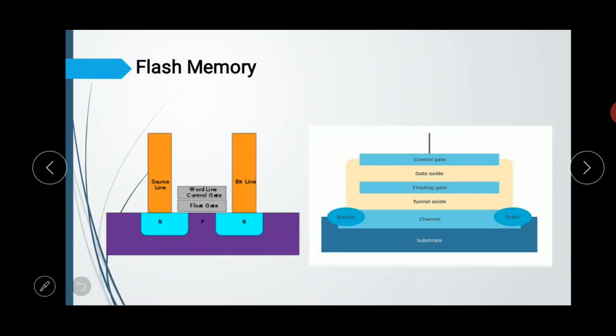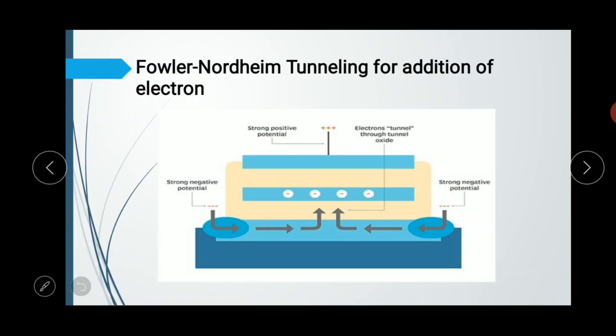Two processes are used to add electrons in the floating gate. First one is the Fowler-Nordheim tunneling method and second one is the channel hot electron injection method. So first we discuss the Fowler-Nordheim tunneling method. In this method, it requires a strong electric field between the negatively charged source and the positively charged control gate to draw electrons into the floating gate.